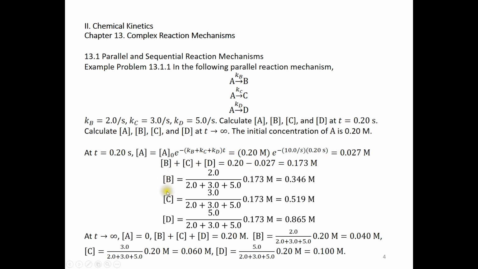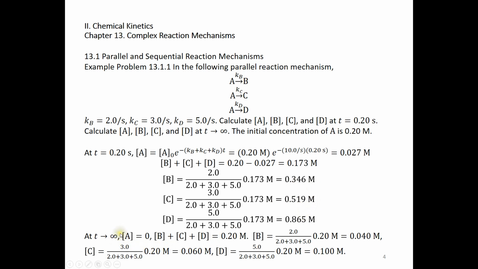And now the ratio between B and C and D is always 2/3/5. Again, we have a ratio among the three rate constants, 2, 3, and 5, and therefore B, C, D should be 2, 3, and 5. Alright, so now let's distribute this 0.173 molar to B and C and D proportionally. So for B it's just 2 out of 10, for C it's 3 out of 10, for D it's 5 out of 10. And then we get all these numbers for B, C, and D.